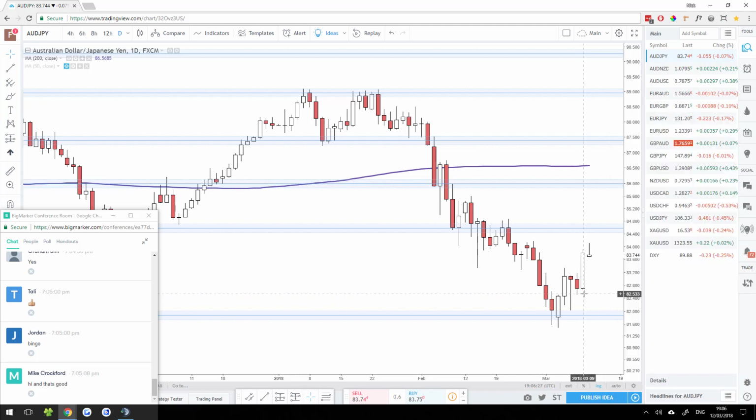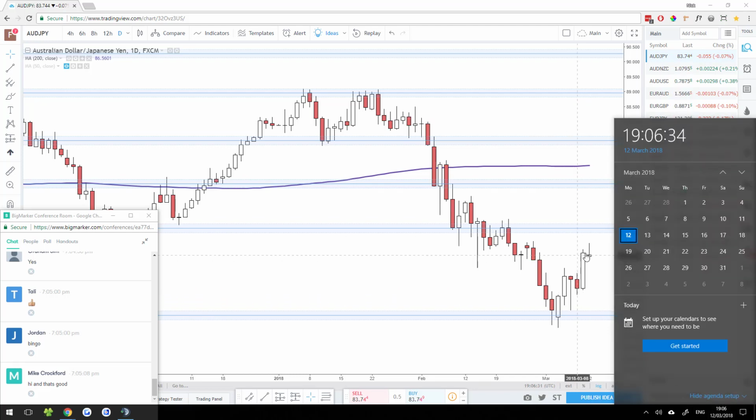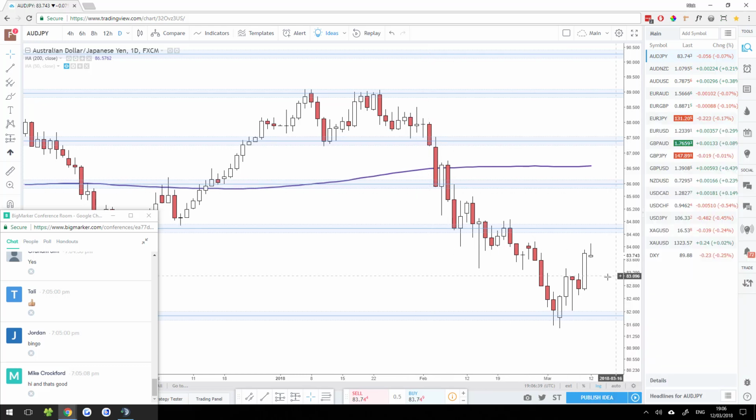You're looking at AUDJPY daily chart, and today is Monday, the 12th of March 2018. Time is 19:06 here in the UK. So in today's analysis, we're going to be looking for reversal setups, continuation setups, and all kinds of price action setups on all of these pairs, not including DXY down here, but I'm not going to say all, actually. I'm going to say most of these pairs because I don't really trade all of these pairs.